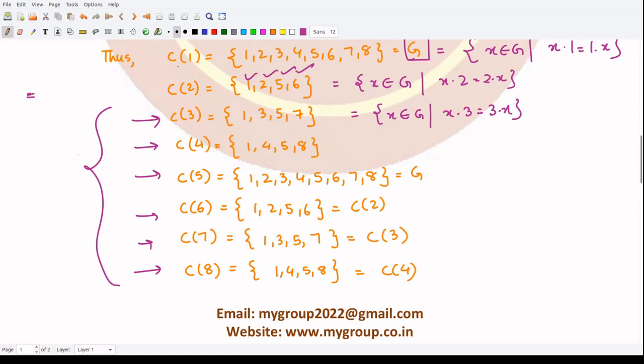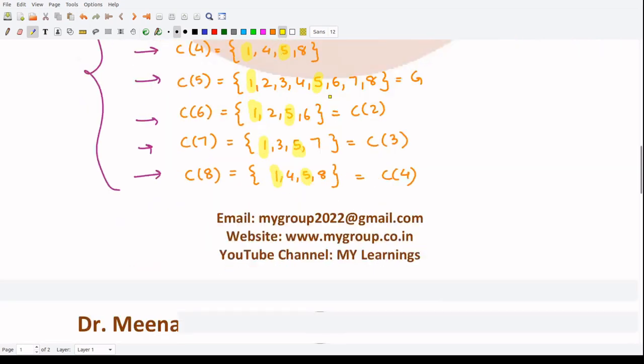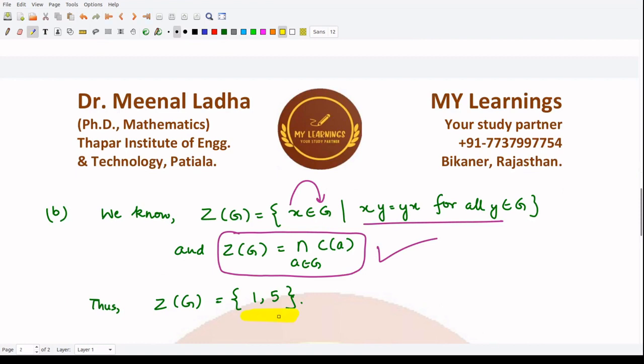So here within the centralizers, you can clearly see the elements which are common in each. 1 appears in each. Does 2 appear in each? 2 is here, 2 is here, 2 is not here. So what about 3? 3 is here, 3 is not here. 4 is here, not here. 5, yes, it is here, here, here, here and here as well. So 5 also comes in each. What about 6? 6 is here, 6 is here, 6 is not here. 7 is here, 7 is not here. 8 is not here. So you see only the elements 1 and 5 appear in all the centralizers. Hence our center becomes 1 and 5 because they commute with each of the members of the group G.